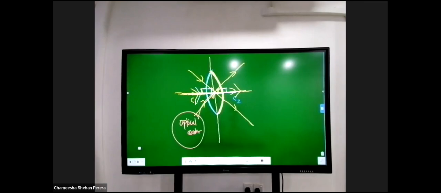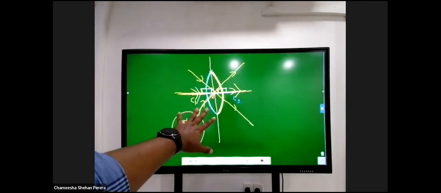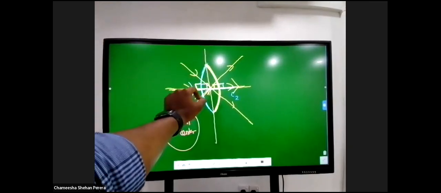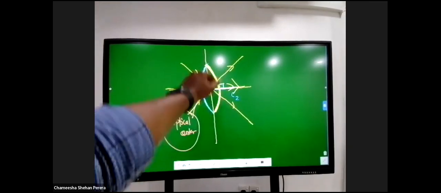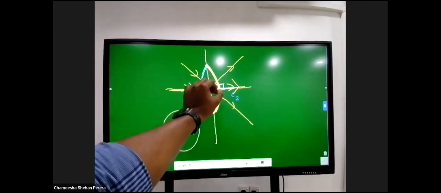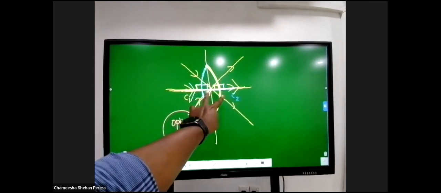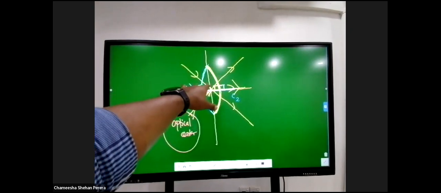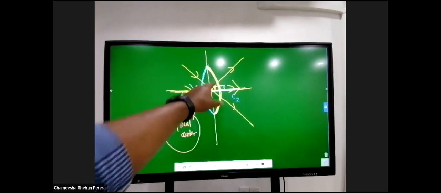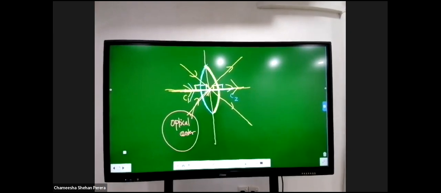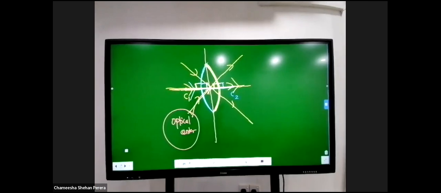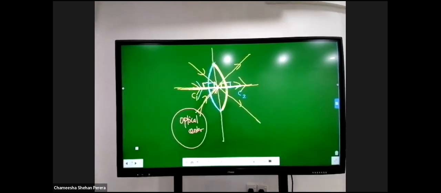Let's move into the next part. You have to understand what the optical center is. The optical center is the point met when you divide the convex lens symmetrically into two. The point where the symmetrical line meets the principal axis is the optical center. Any light ray traveling through the optical center is subjected to no refraction. Right, next part.